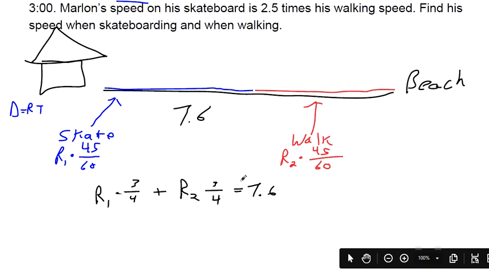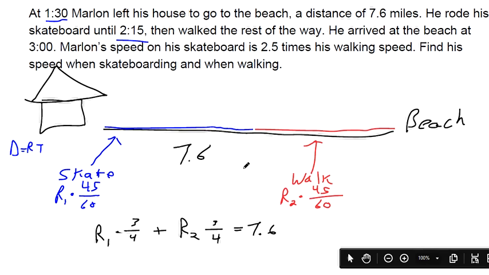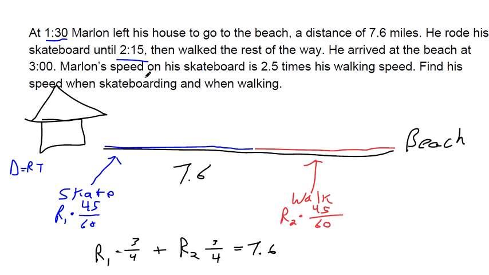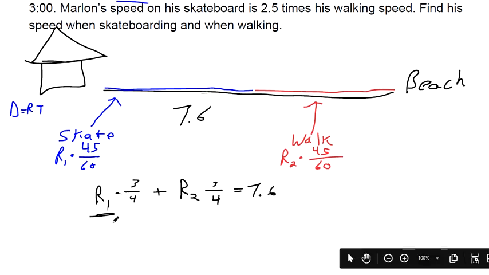Can't solve this equation though, because there's an R sub 1 and an R sub 2. So we've got to go back and look. Marlon's speed on the skateboard is 2.5 times the walking speed. So this skateboard speed is 2.5 times the walking speed, which we called R sub 2. Okay, so we made that switch there. R sub 1 is 2.5 R sub 2 times 3/4, because it's 2.5 times the walking speed. And this is still R sub 2 times 3 over 4. So now this is an equation we can solve because everything is in terms of R sub 2.